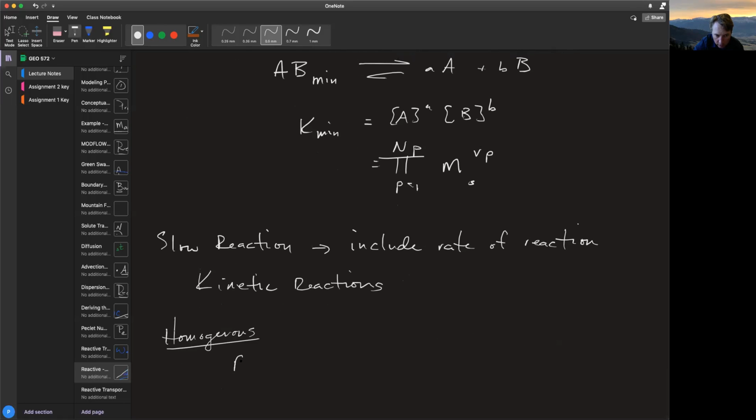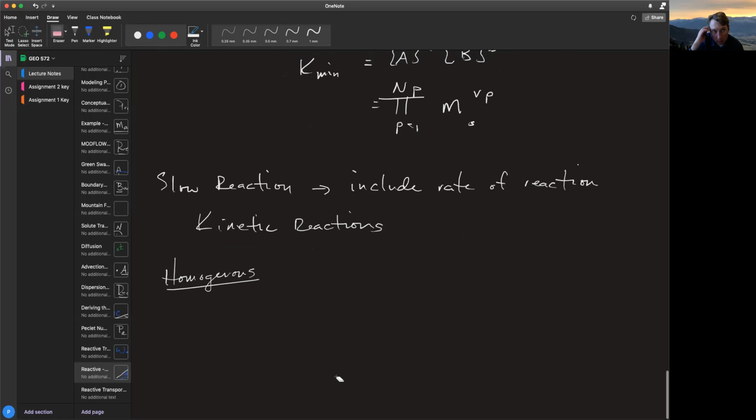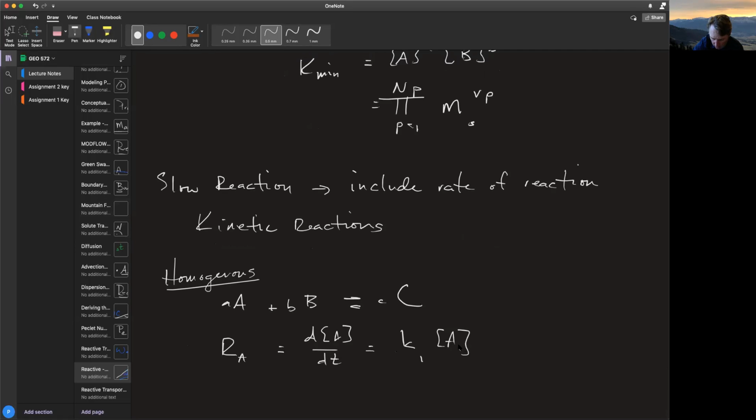kinetic reaction, the rate might be given like this. Oh, let me write the reaction first. Let me do that. So let's consider a homogeneous reaction. aA + bB goes to cC, right? And the reaction of A is given by dA/dt, right? And that is K1 A^p B^q.